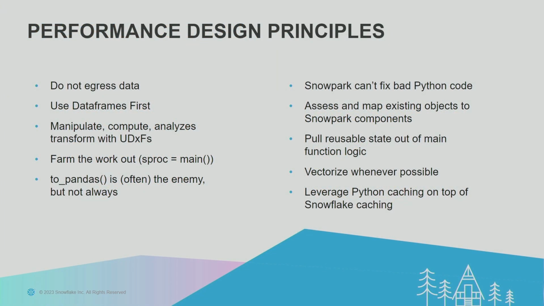But when it comes to Snowpark specifically, the number one rule is don't egress the data. The second that you egress the data, you're going to have problems in the sense that you're now constrained in terms of resources in a way that you weren't before. The second is use data frames first because you get native Snowflake performance and execution through that. The third, anything that manipulates, computes, analyzes, transforms the data, implement as UDFs so you get parallelized performance and scalability.